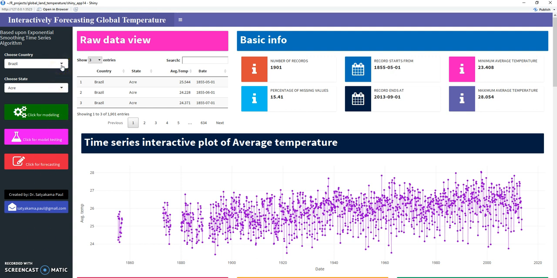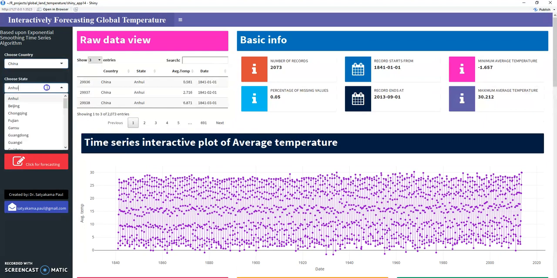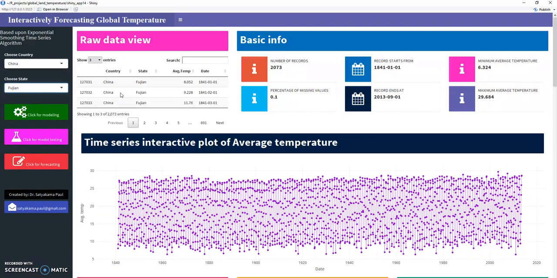So let us see how the data looks like. We are given a list of countries over here, say Brazil, Russia, United States, Canada, etc. And for each of these countries, we also have their corresponding states. So if I were to change from Brazil to say China, you can see that the list dynamically filters and we get the states or provinces of China. So let us try to figure out how to do a forecasting of monthly temperature for the Fujian province.